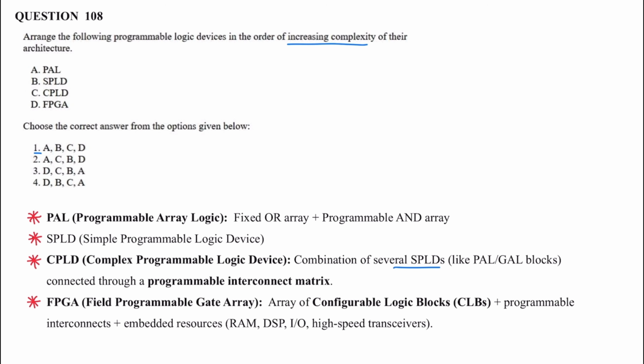Next, FPGA, field programmable gate array, an array of configurable logic blocks plus programmable interconnects plus embedded resources. Here least complex is PAL, followed by SPLD, then CPLD, and then FPGA. FPGA is most complex. Therefore, increasing order of complexity is A, B, C, D. Correct answer is option 1.